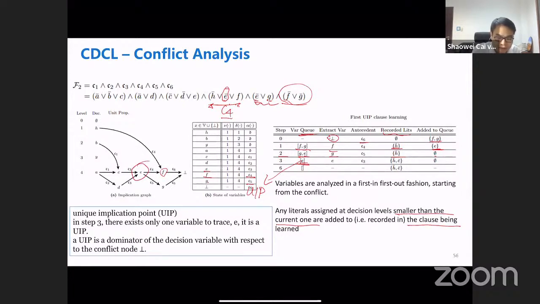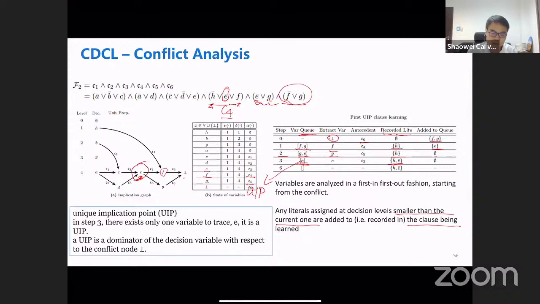To get from the beginning to the conflict, we must pass through this variable, this node here. So it's a dominator for this graph from the beginning to the conflict. And this is a very important concept in the conflict analysis, because the popular method is that once we meet the first UIP, then we stop the analysis. And this E is recorded, then we stop.